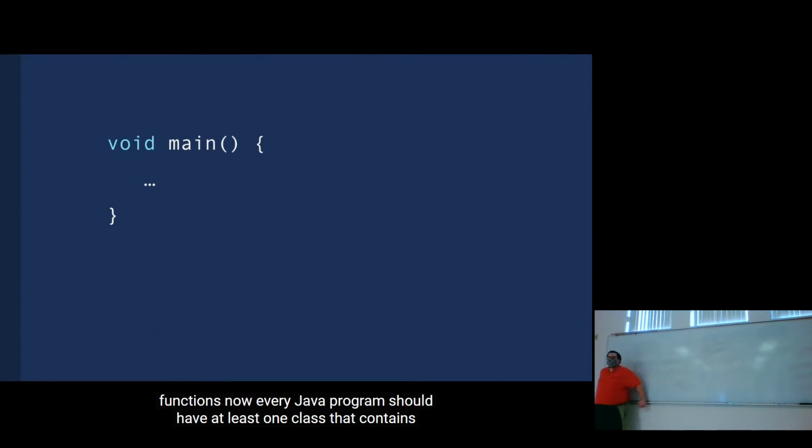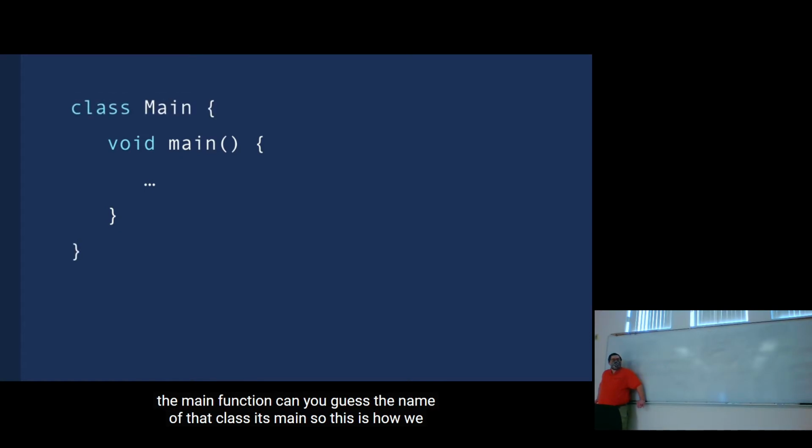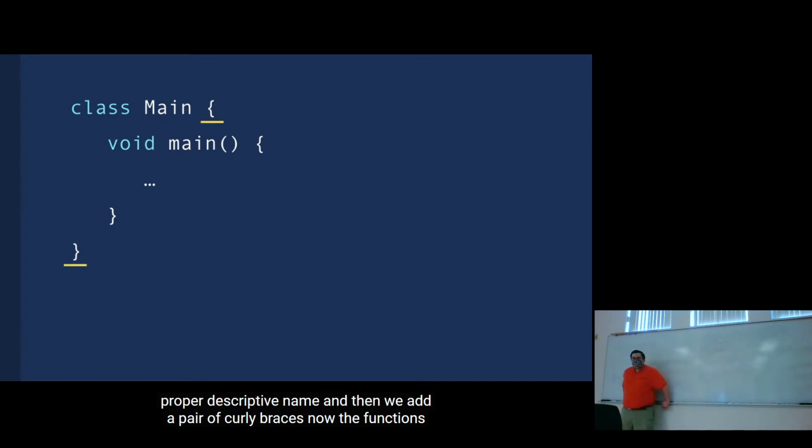Now, every Java program should have at least one class that contains the main function. Can you guess the name of that class? It's Main. So this is how we define a class in Java. We start with the class keyword, then we give our class a proper descriptive name, and then we add a pair of curly braces. Now the functions that we define in between these curly braces belong to this class.